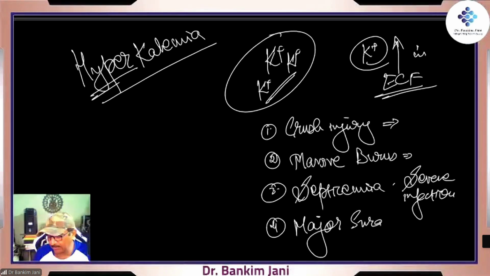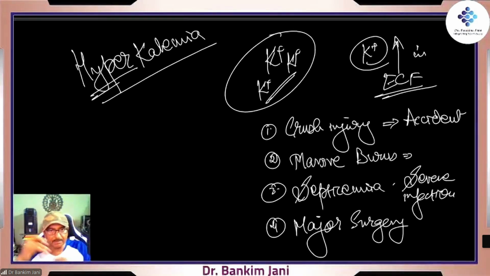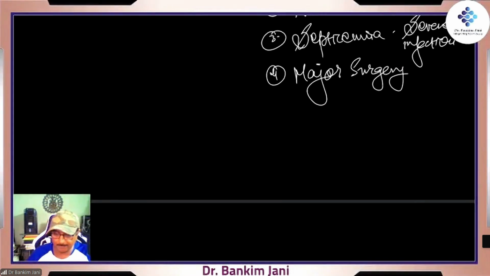Surgery is planned, while crush injury is like an accident. Surgery is the planned cutting of the tissues, but in that case too, potassium will start rising. Then, very common, kidney failure, renal failure.